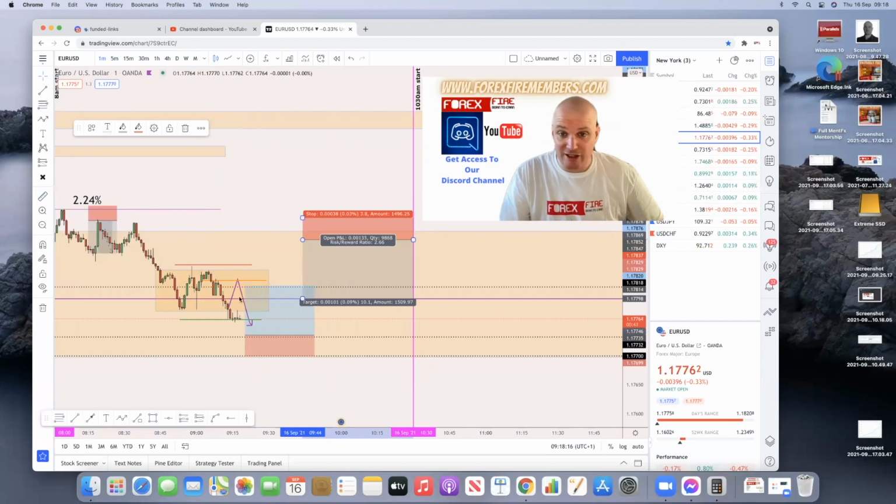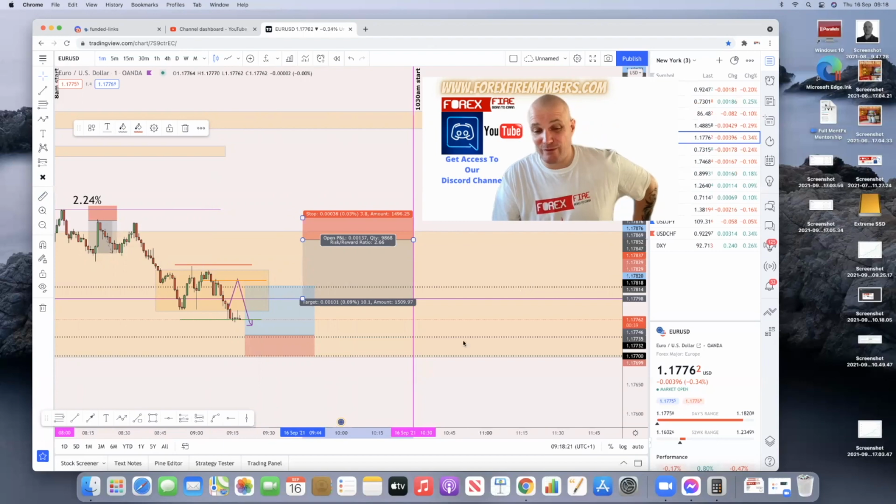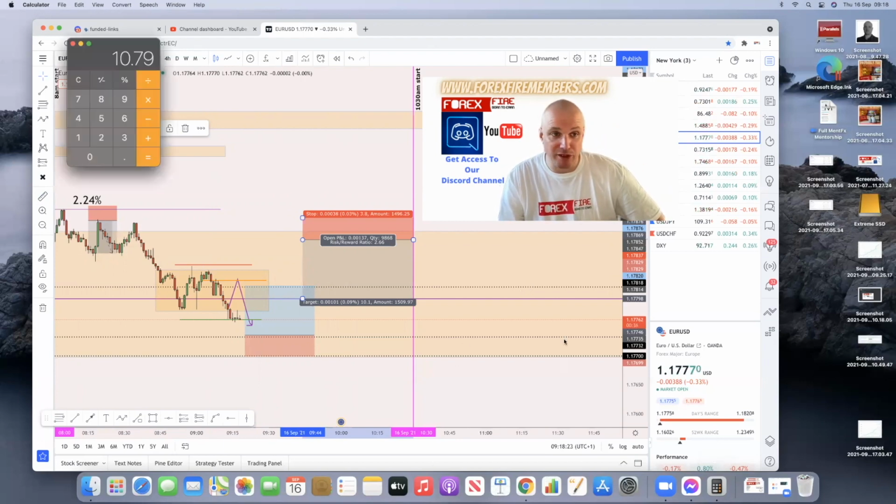A lot of consolidation in this area at the moment, though. But we're still up 2.24% for the week. It is 10.79. So we're doing well. We're doing well.